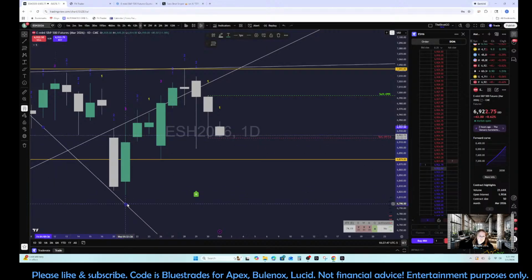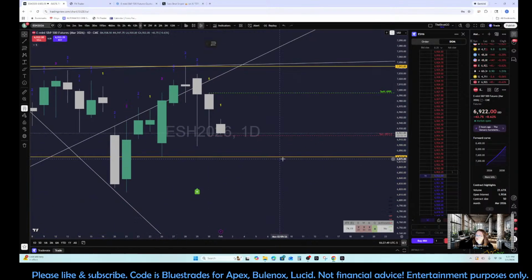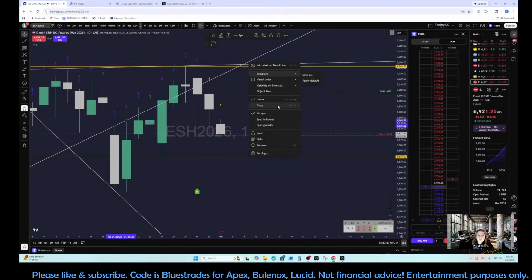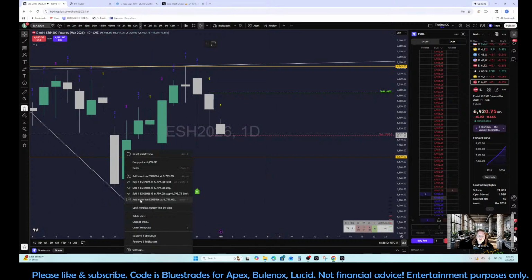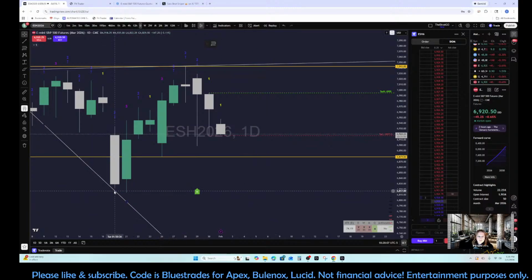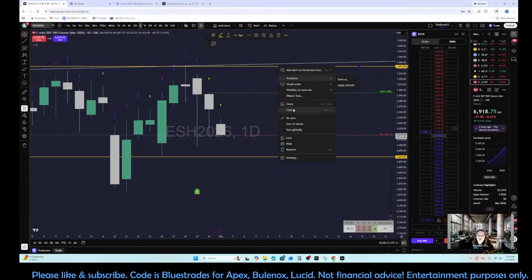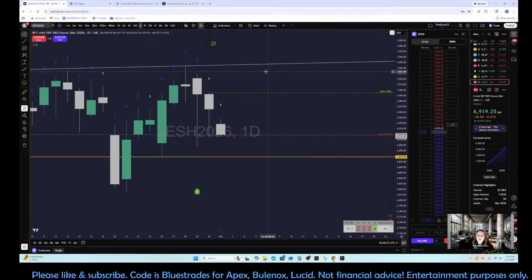But that's the way I learned how to draw broadening formations: I would find the 3 bar and then draw and then anchor it. Now I need to move this because I don't want that on there. But every 3 will create a broadening formation on a smaller time frame. Okay, all right, I figured out the way I could just do this and then hide. Yeah, okay, great.